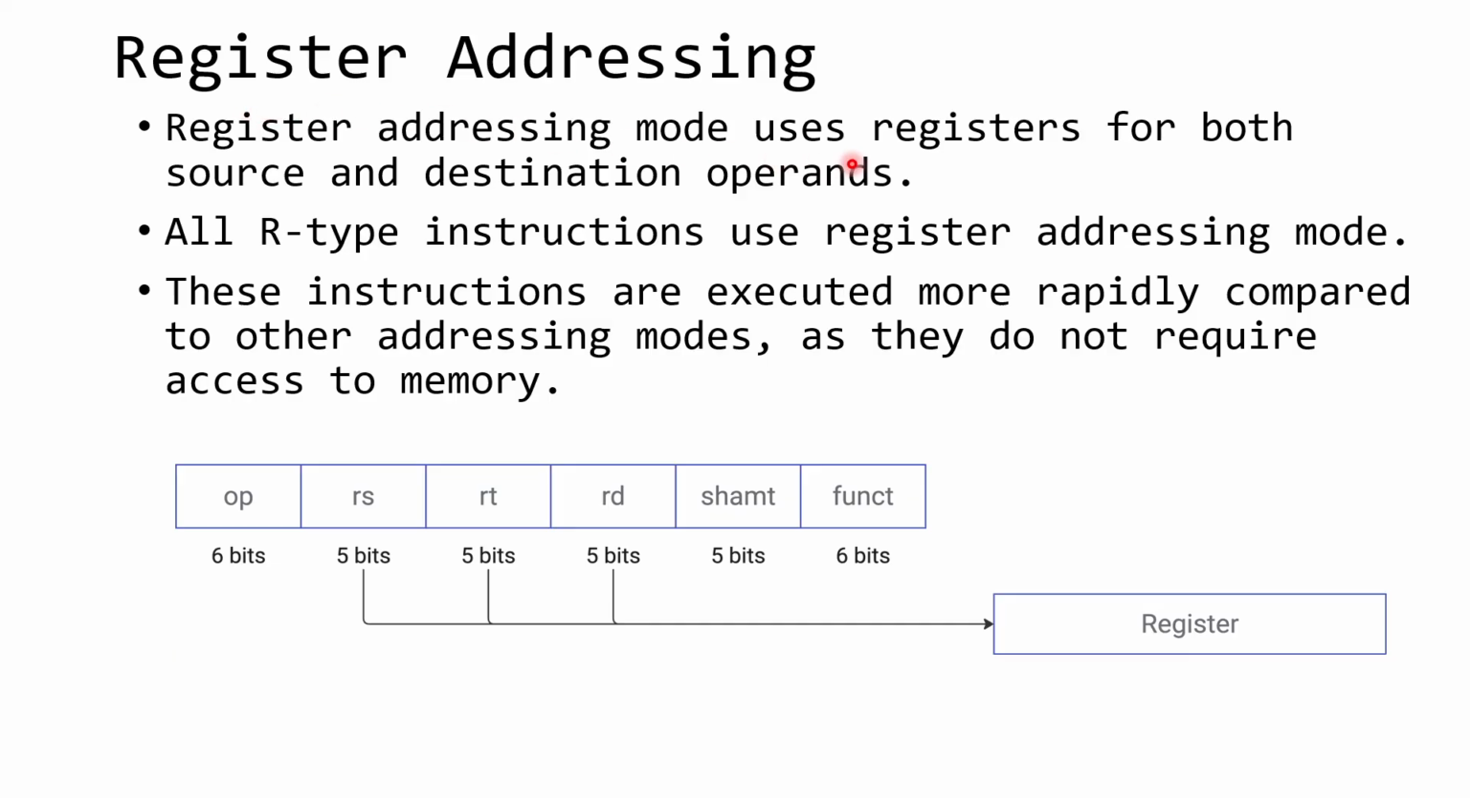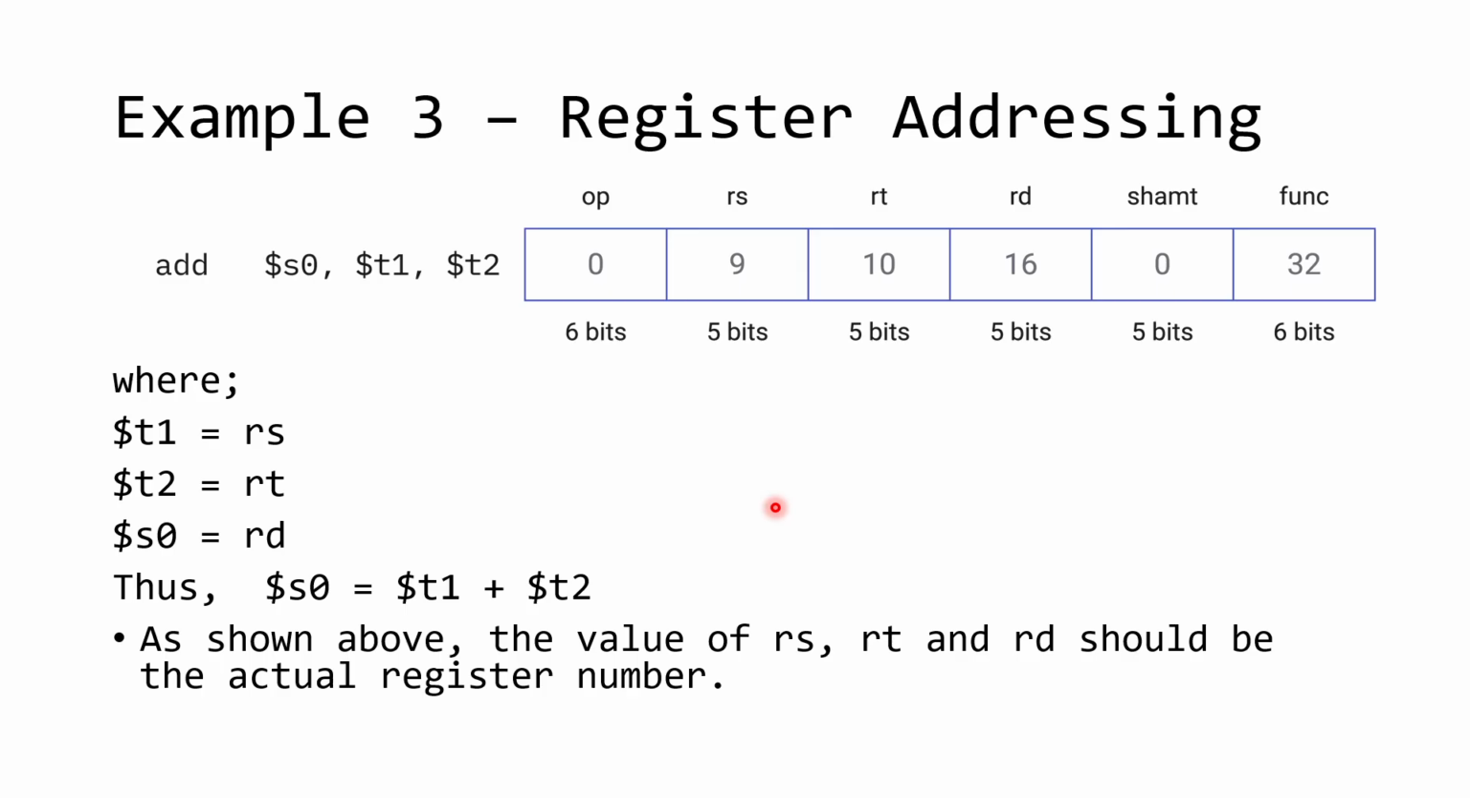Register addressing mode uses registers for both source and destination operand. All R-type instructions use register addressing mode. These instructions are executed more rapidly compared to other addressing modes as they do not require access to memory. We can consider that register addressing is the fastest among the other types of addressing mode. Okay. For example, register addressing.